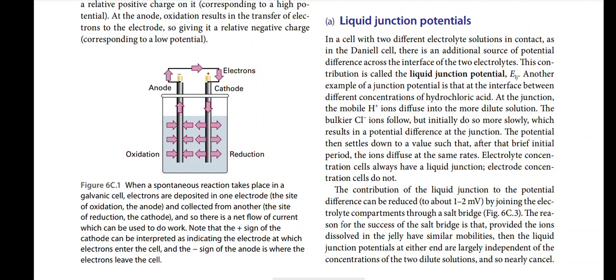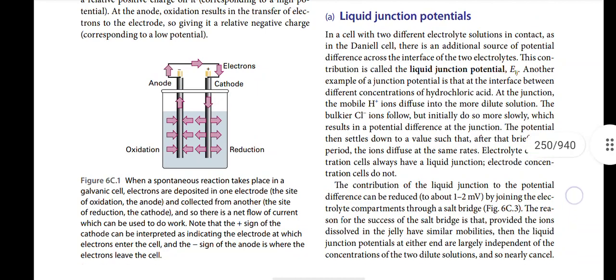The contribution of the liquid junction to the potential difference can be reduced to about 1 to 2 millivolts by joining the electrolyte compartments through a salt bridge. The reason for the success of the salt bridge is that, provided the ions dissolved in the jelly have similar mobilities, then the liquid junction potentials at either end are largely independent of the concentration of the two dilute solutions and so nearly cancel.